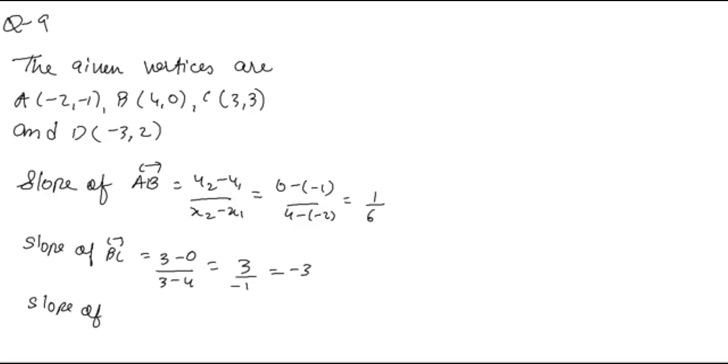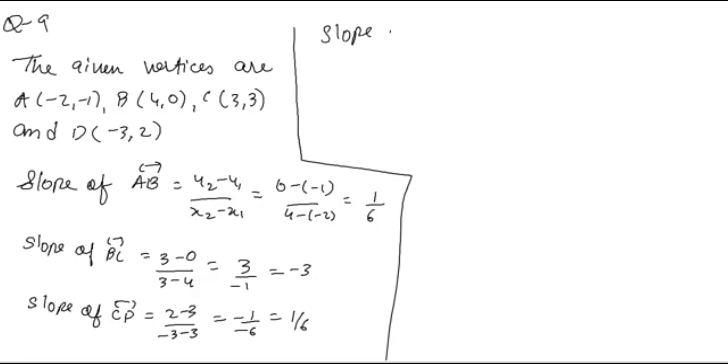Slope of CD is 2 minus 3 upon minus 3 minus 3. So it will be minus 1 by minus 6, that is 1 by 6. And slope of DA will be 2 minus minus 1 upon minus 3 minus minus 2. So that is 3 upon minus 1, that is minus 3.